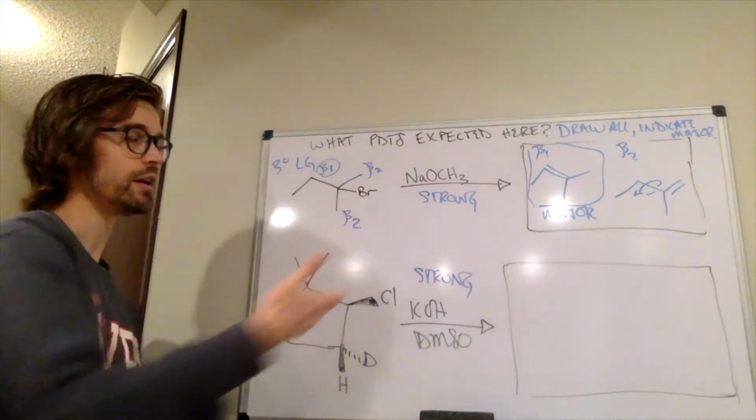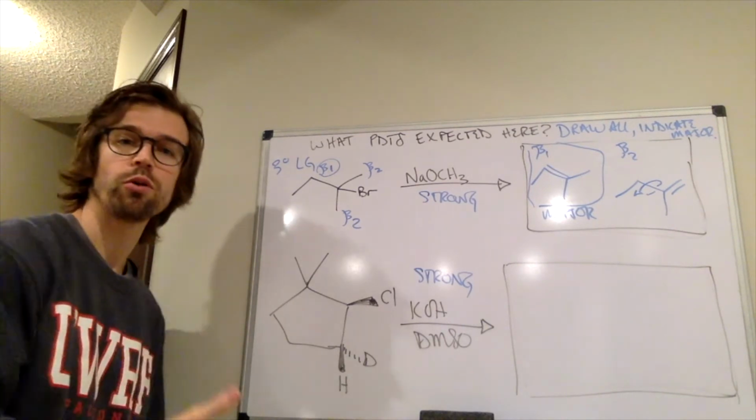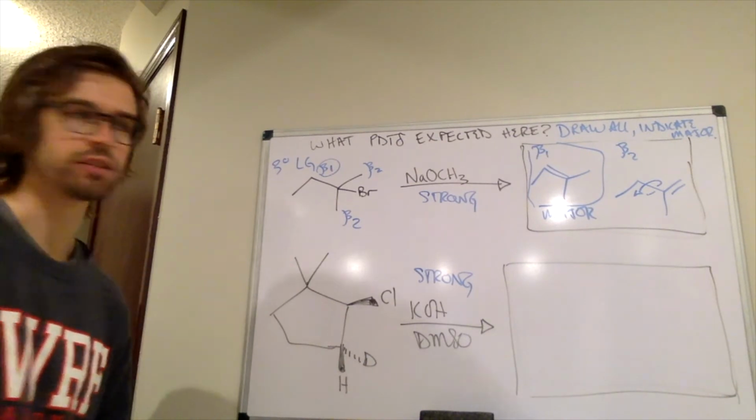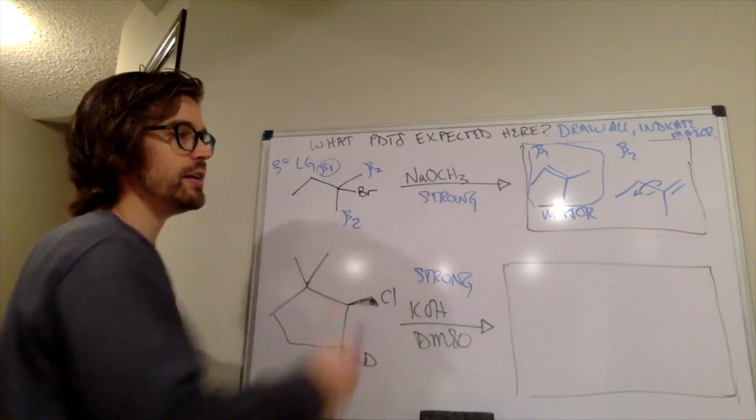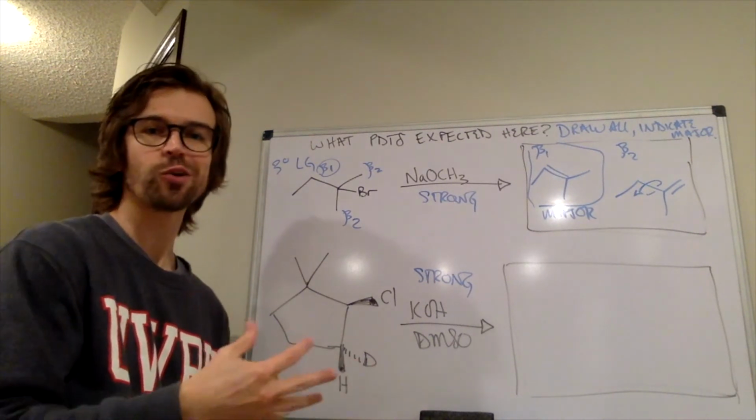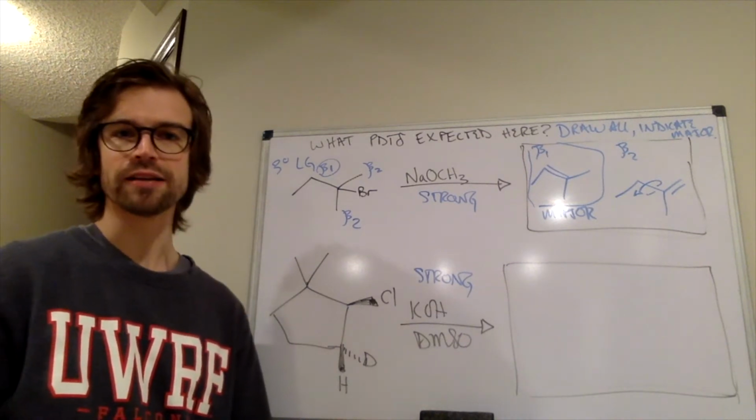We didn't indicate it here. That's fine. What does the DMSO do? What does a polar aprotic solvent do? It increases the rate of bimolecular reactions, whether or not this is in a polar aprotic or a polar protic solvent, it's still going to be the same reaction type. The solvent only really has an impact on the rate.